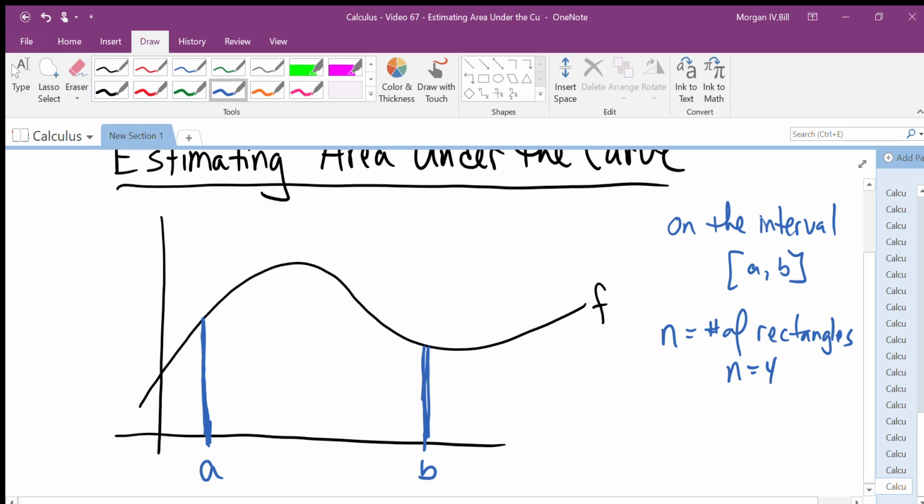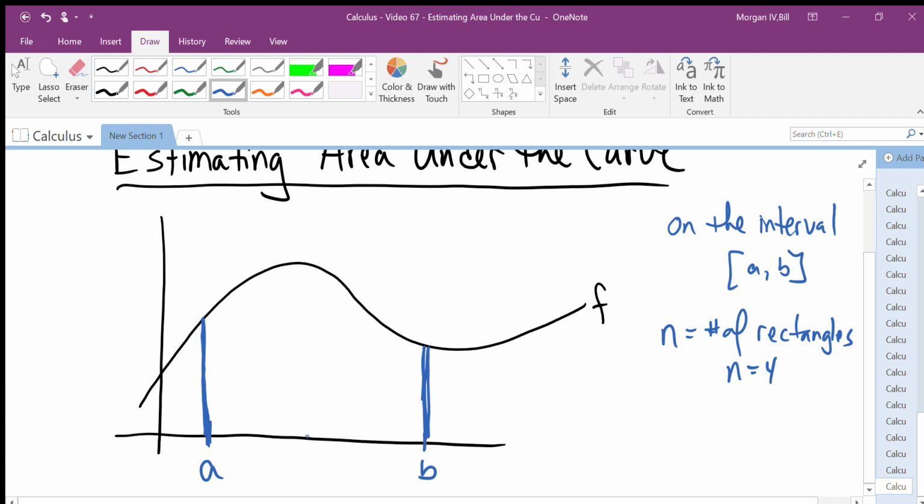The problem is that a rectangle, at least the top part of it, because the function is curved, won't actually cover all of that area. And so we'll have a little bit of error, a little bit of part that we'll estimate too much on or not enough on, hence why we're just estimating the area under the curve for right now.